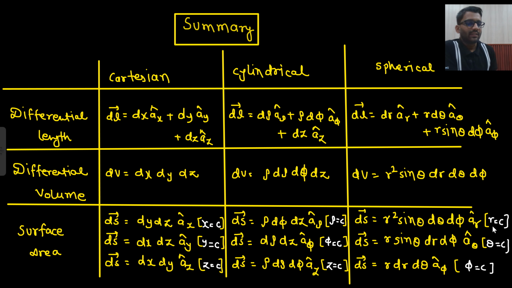Right? And if r is constant, then the normal component would be ar cap. And what will be the surface area? Forgetting about dr, we take r d theta and r sin theta d phi, so that can be written as r square sin theta d theta d phi. Theta equals to constant, so forgetting about a theta, dr and r sin theta d phi would come. So that can be written as r sin theta dr d phi. And same goes here. We will solve the problems based on these concepts.